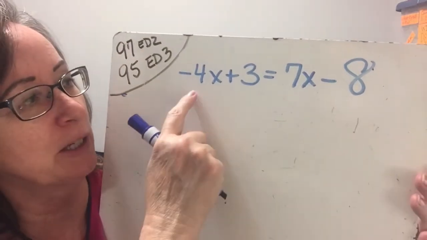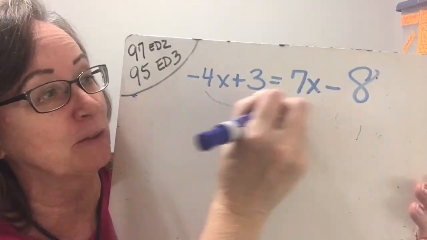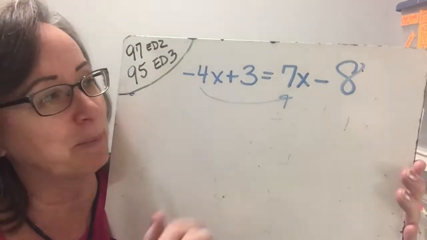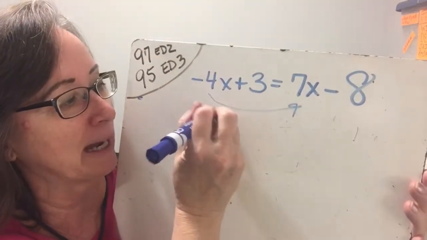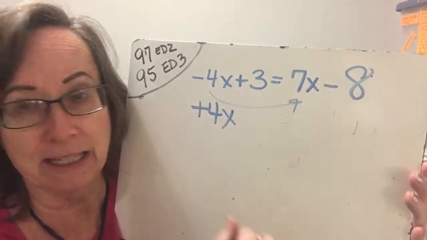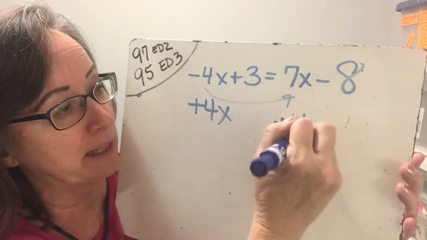So now what I'm going to do is I'm going to choose to move my x over there because this will still be positive. So I'm going to add a 4x to get rid of the negative 4x, and I'm going to add the same thing on the other side.